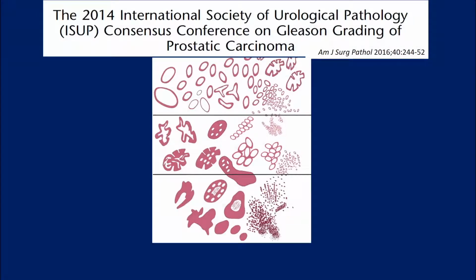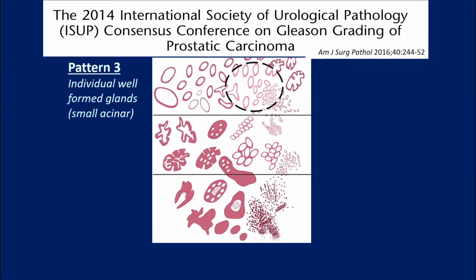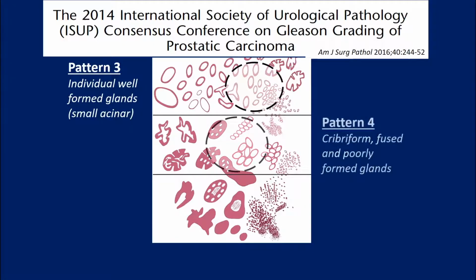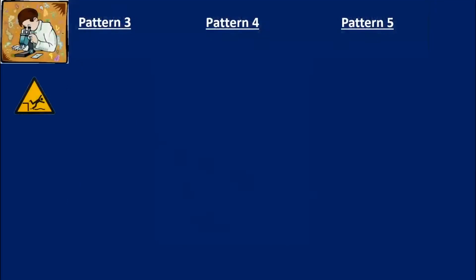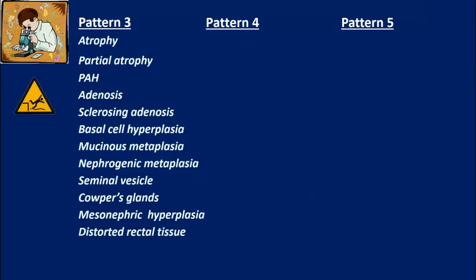Different mimics of prostatic adenocarcinoma can resemble different patterns of cancer. For instance, pattern 3 cancer, where one sees individual and well-formed glands, a small acinar proliferation. Some of them can demonstrate similarities to pattern 4 cancer with cribriforming or fused or poorly formed glandular formations, or pattern 5 cancer, where one sees typically solid or individual cells, non-glandular differentiation type proliferations. Most commonly, the cancer mimics pattern 3 cancer.